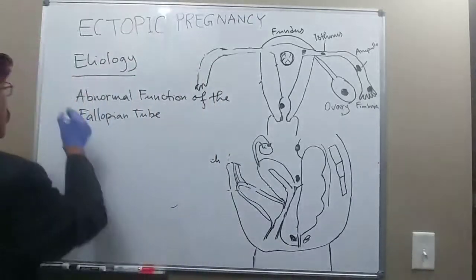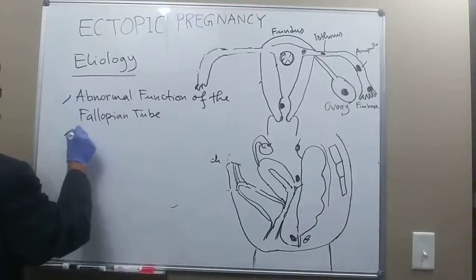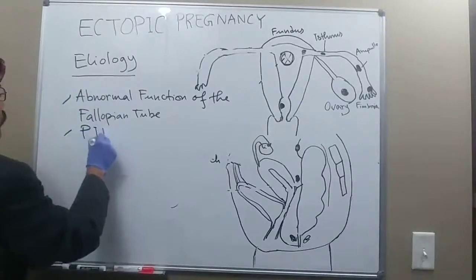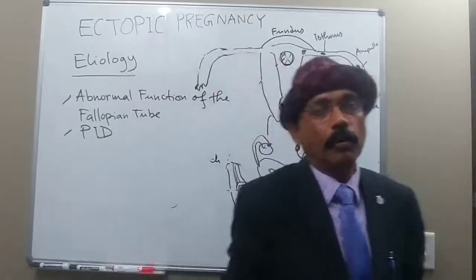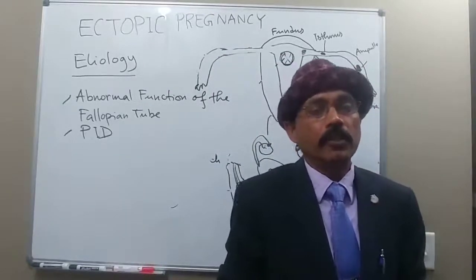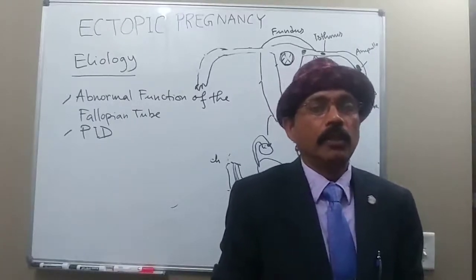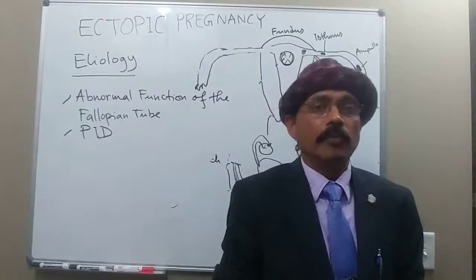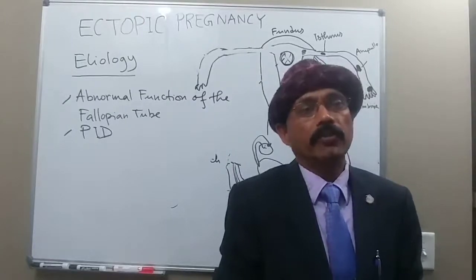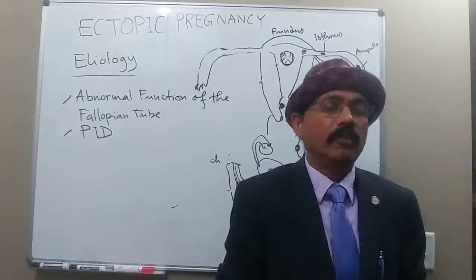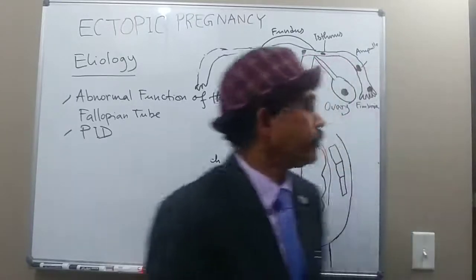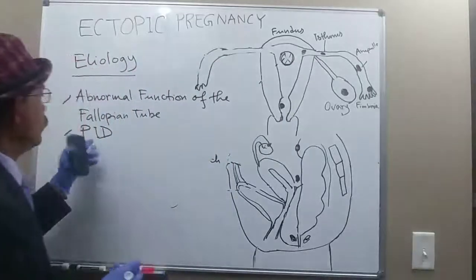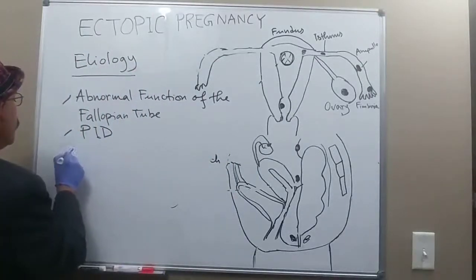Then we have pelvic inflammatory disease, maybe due to chlamydia or gonorrhea, a sexually transmitted infection that may cause infection of the uterus and fallopian tube. It may be bilateral, it may block the passage, may lead to ectopic pregnancy, pelvic pain, and even infertility. So PID may be due to salpingitis.